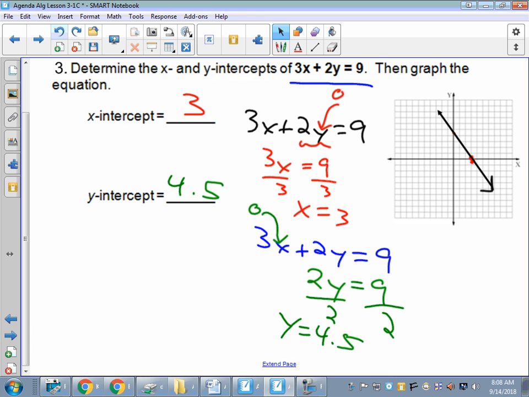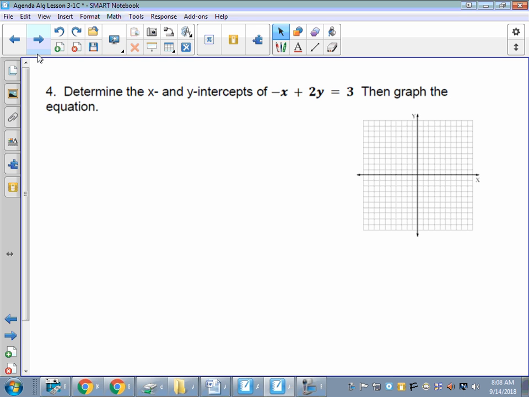So a little bit simpler than making a table of values because you can just do 2 points here and you're good to go. Okay. Let's try this one because this one has a little twist on it, and we'll just talk through it and it'll be no problem. So determine the x and y intercepts and then graph this equation. This will be the last one today.